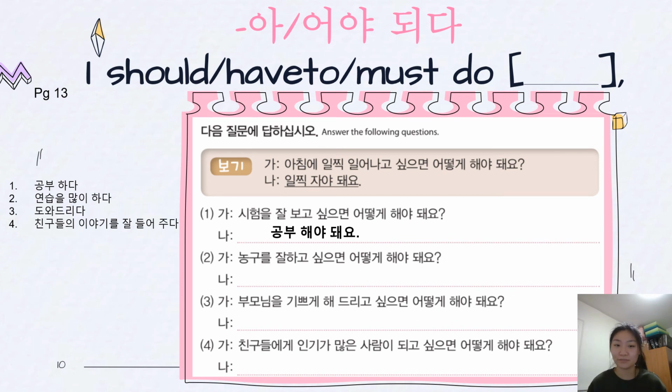Let's look at number 2. 농구를 잘 하고 싶으면 어떻게 해야 돼요? If you want to be good at basketball, what should we do? We should practice a lot. Therefore, we would use 연습을 많이 해야 돼요.